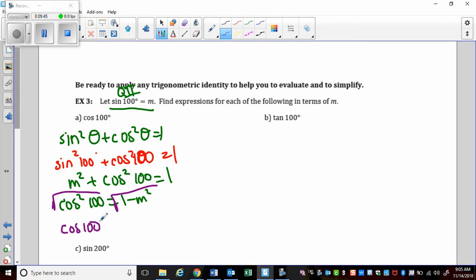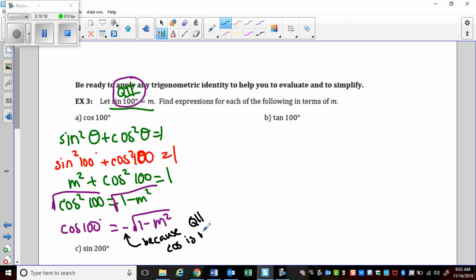Cosine at 100 degrees is, this can be positive or negative, but since we're in quadrant 2, we know cosine is negative. So it's going to be negative square root of 1 minus m squared. And I'm going to write a little note. It could be positive or negative, but it's negative because we're in quadrant 2, and cosine is negative in quadrant 2. So write a little note to yourself why we know it's the negative one, not the positive one.